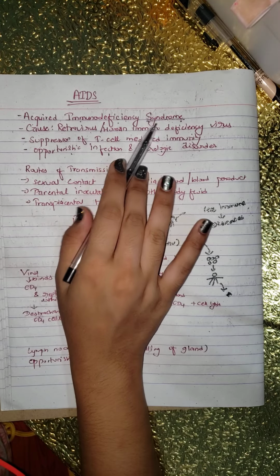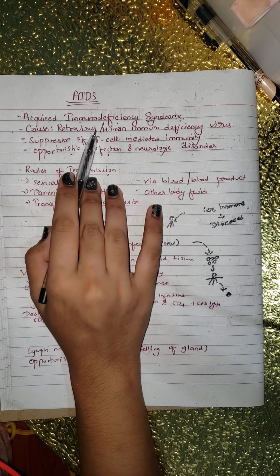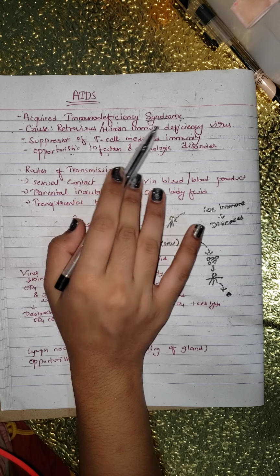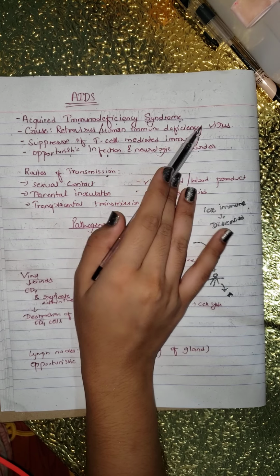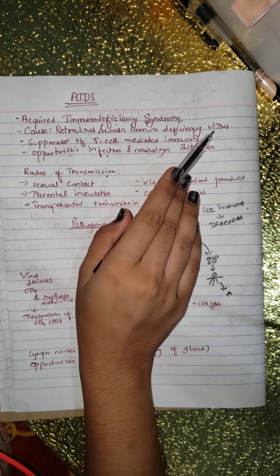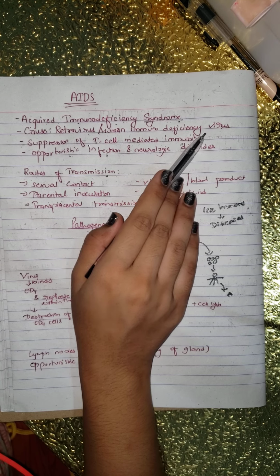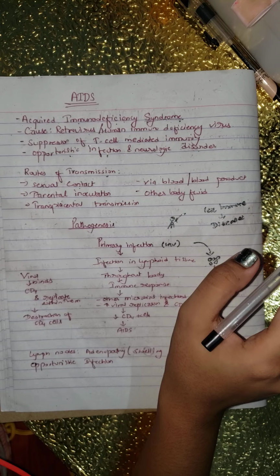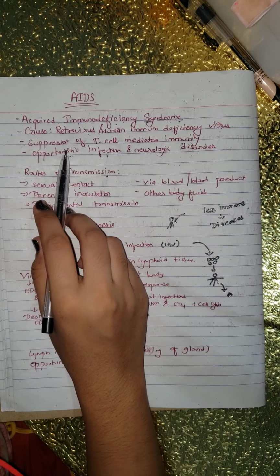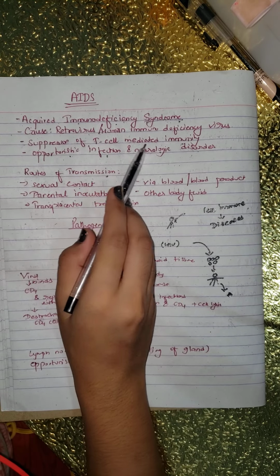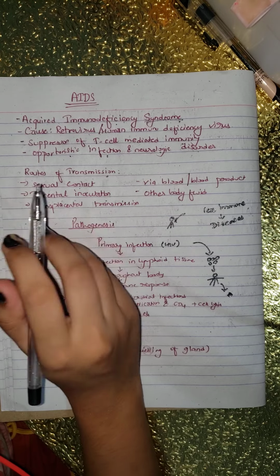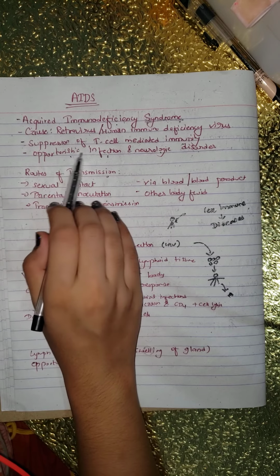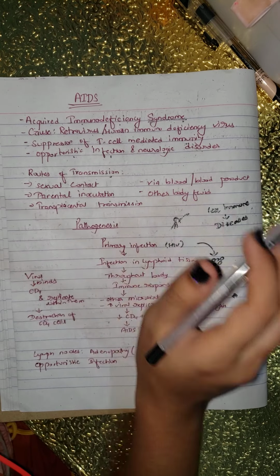How is it caused? It is caused by a retrovirus, or we can also say human immunodeficiency virus. By the name we can know this virus is responsible for making deficiency of immunity in the body. So the major thing we can see in the patient is that T cell mediated immunity is suppressed, and there are lots of opportunistic infections and neurologic disorders.